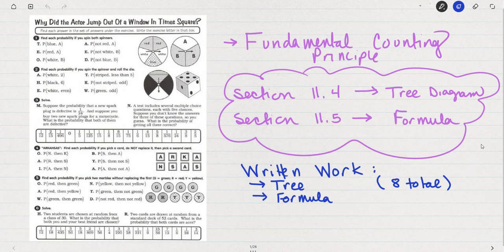In this video, I'd like to go over some of the topics in section 11.4 using tree diagrams.